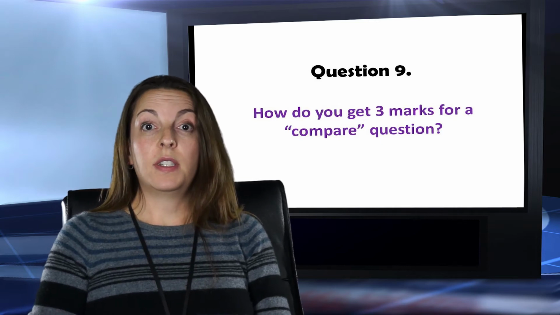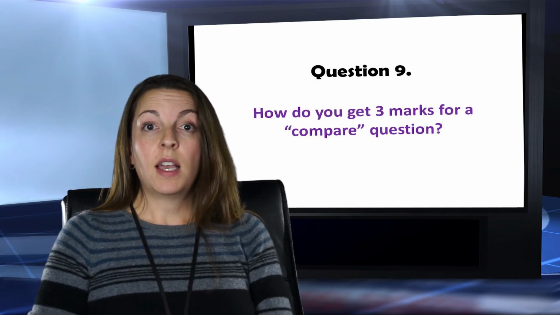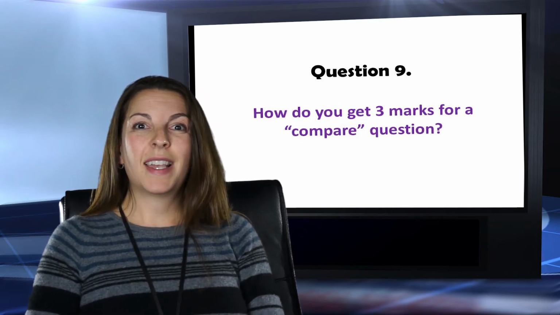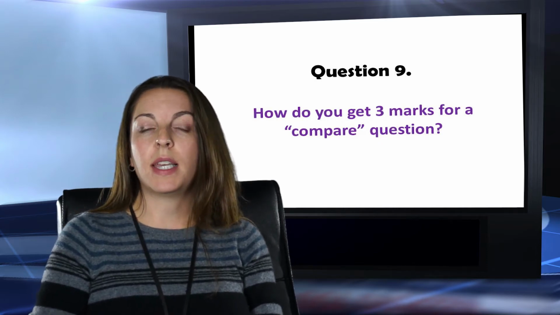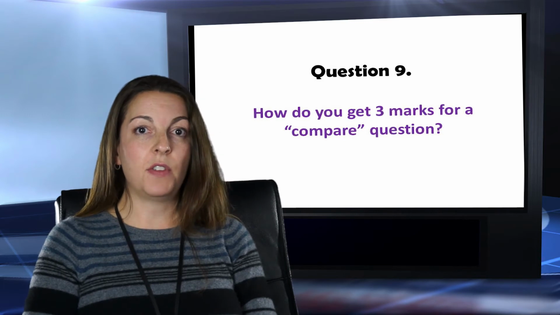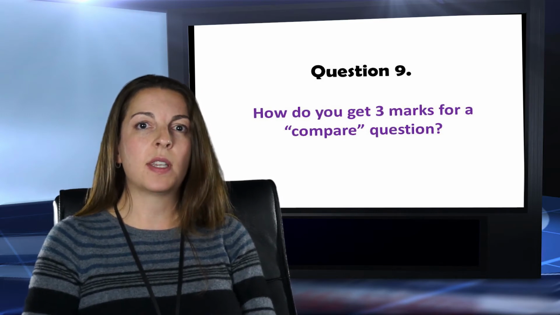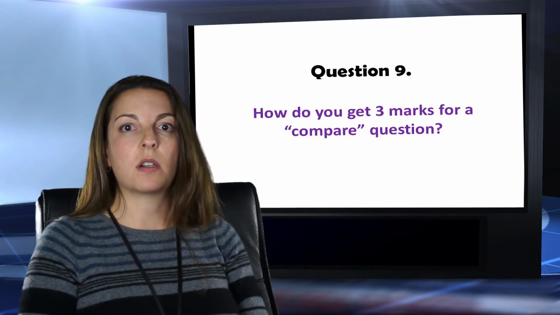How do you get 3 marks for a compare question? You have to describe the first thing and describe the second thing and connect them using a connective like whereas, however, similarly. If you don't have the connective there, if you just have 2 separate descriptions, you're only going to get 2 of the 3 marks.